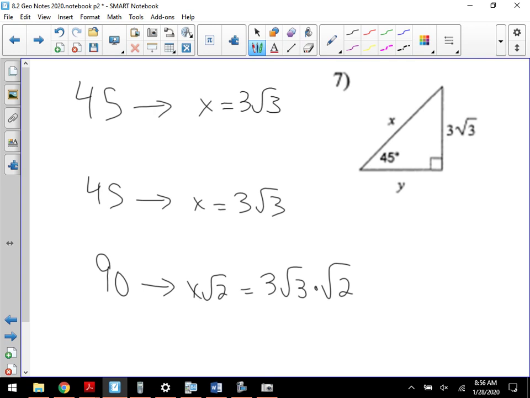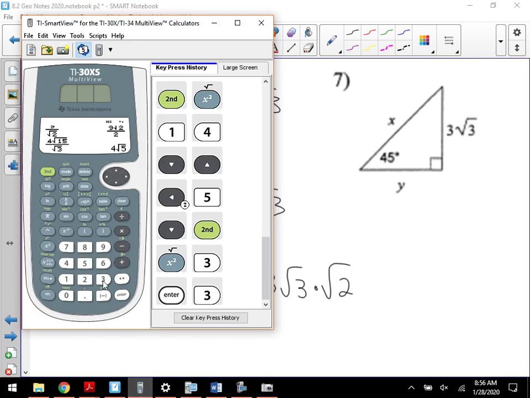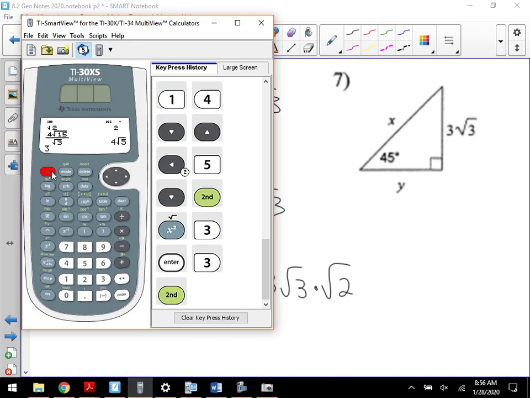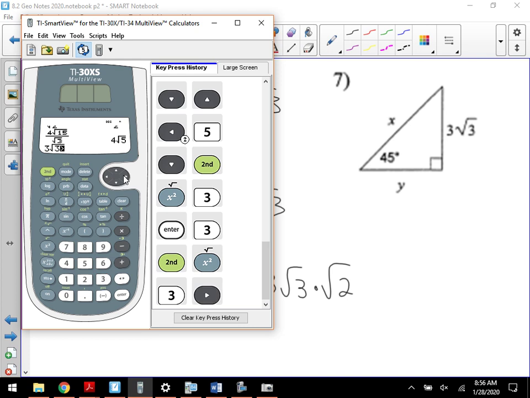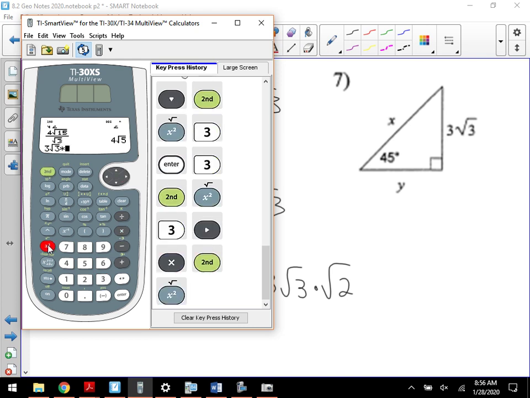So I type that in the calculator. Be careful when you have the fraction bar to make sure you get out from underneath it. 3 root 3 times root 2. You get 3 root 6. That's it.